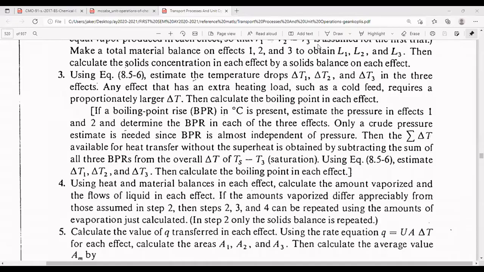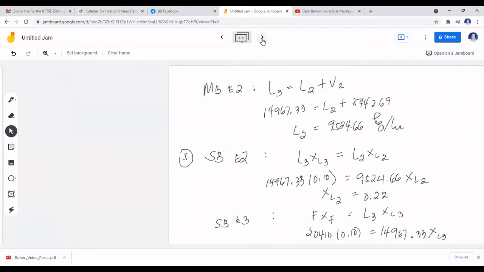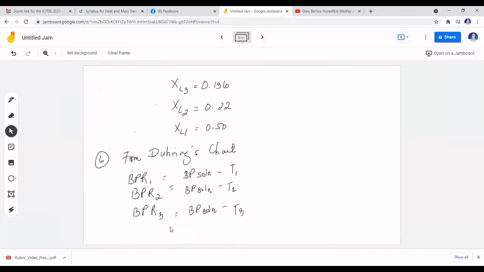So in here, I have placed the BPRs of the three, and I need this.